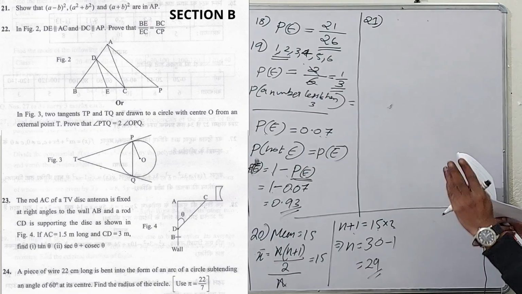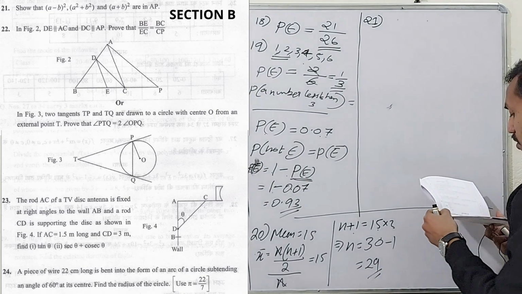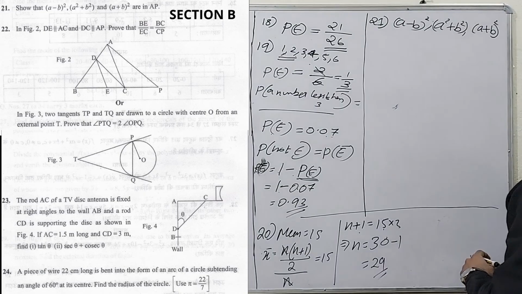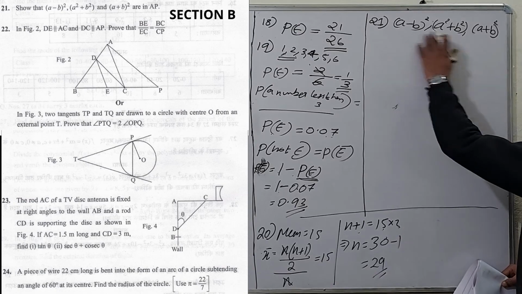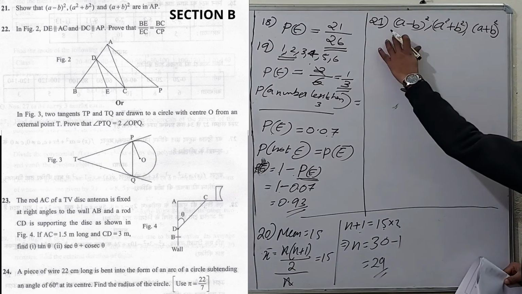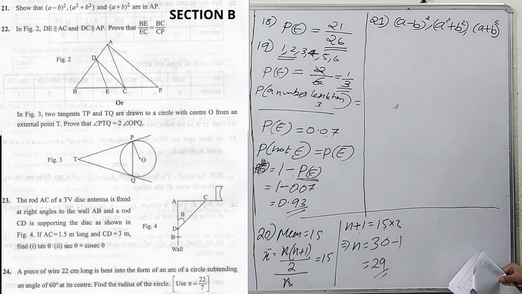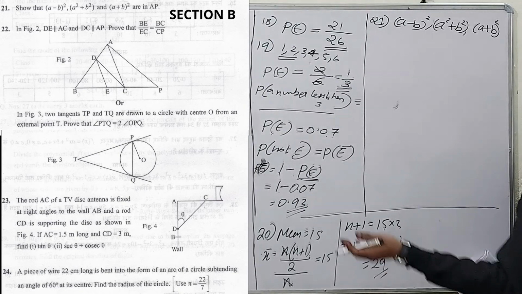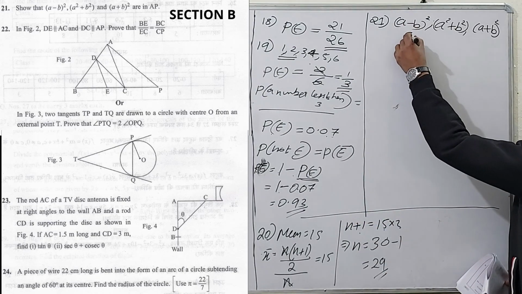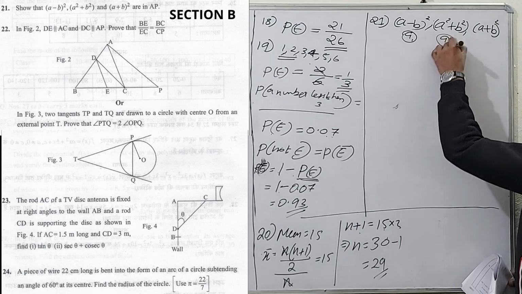This question is carrying 2 marks. Here the first one is the show that question. It is given that these are three terms, and we have to show that they are consecutive terms of the AP. For that, the difference between the 3 consecutive terms is always equal.